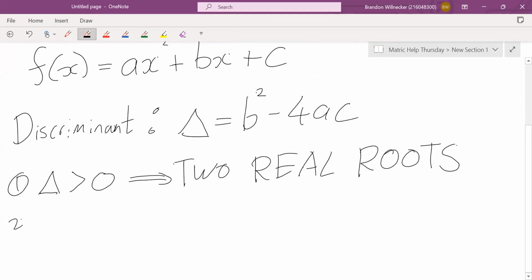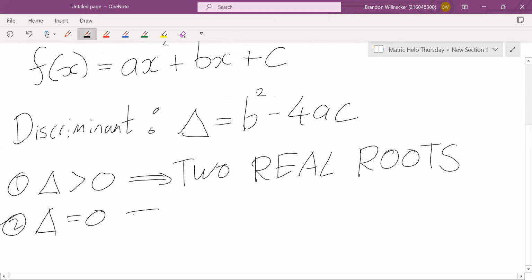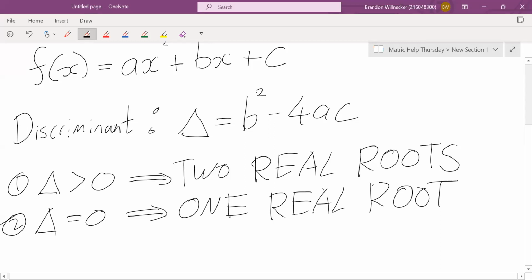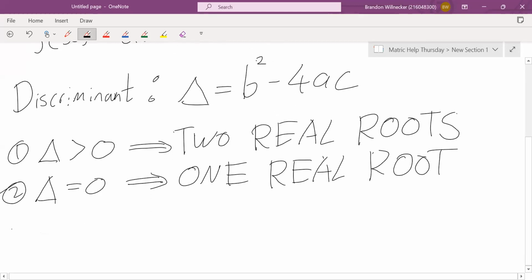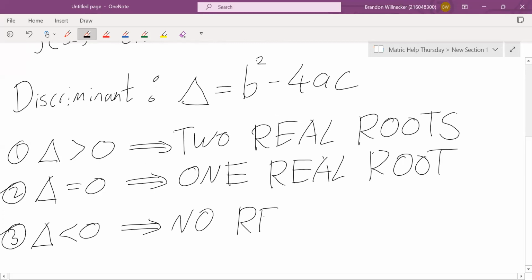Okay. Number 2, if the discriminant is equal to 0, then we only have 1 real root. Okay, so you're going to get 2 solutions, but they're going to be the same. So we say 1 real root, or a repeated root. Number 3, if the discriminant is less than 0, then we have no real roots.